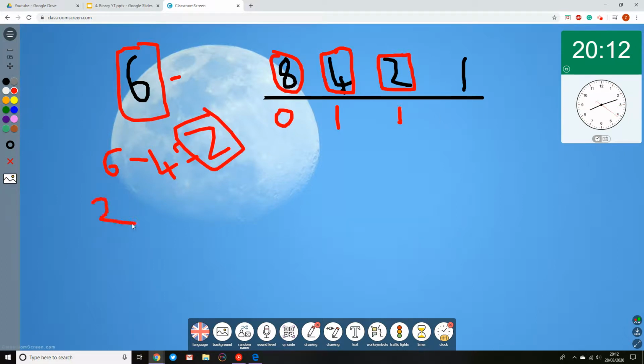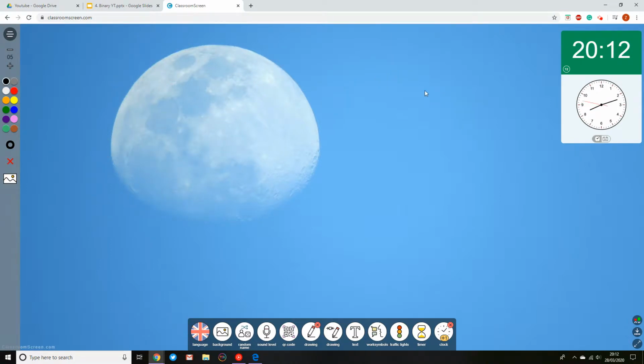And we do it again. 2 minus 2 is 0. That means anything else we've got left here is going to be 0. So the number 6 in binary is 0, 1, 1, 0. And you can check it's right again by looking where the 1s are and looking above them. That's 4, and that's 2. 4 add 2 is 6. All right, let's do one more.